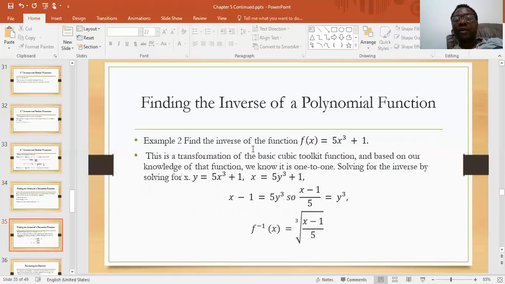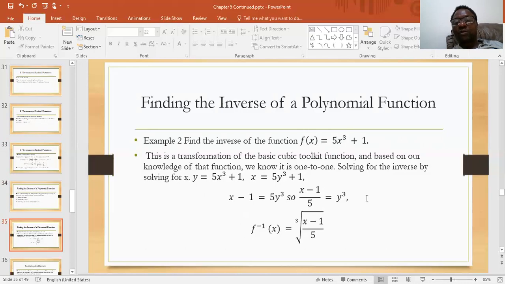Example: find the inverse of the function f of x equal to 5x cubed plus 1. We start by setting y equal to 5x cubed plus 1 here. Then in this equation, we will interchange x and y. So we have now x equals 5y cubed plus 1, and then solve for y. So to solve for y, we have x minus 1 equals 5y cubed. So (x minus 1) over 5 equals y cubed.